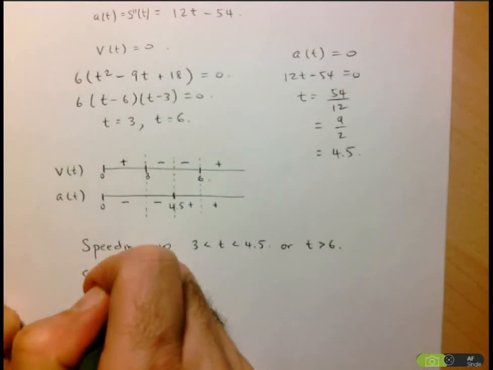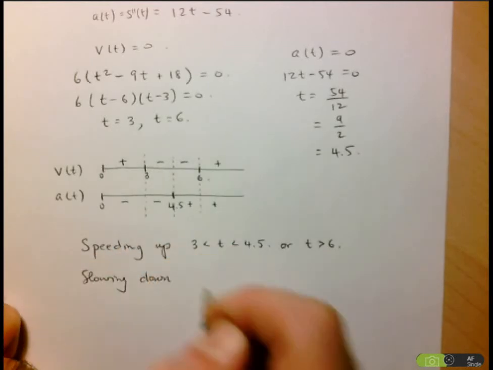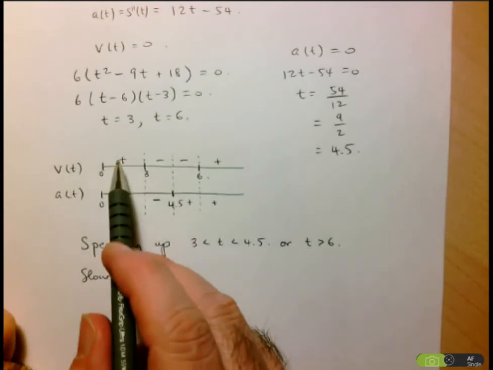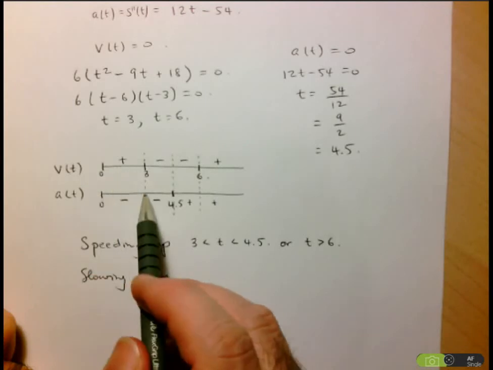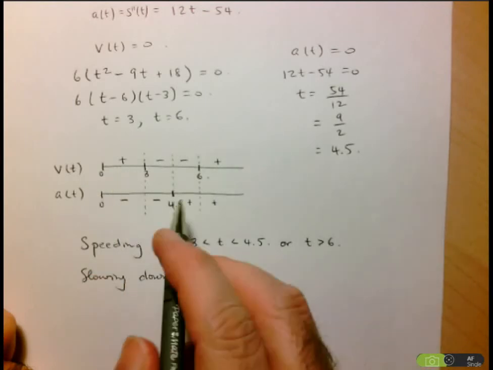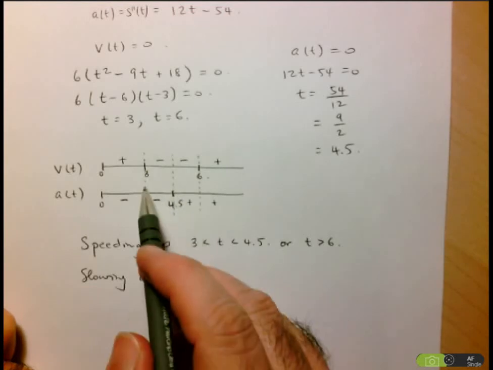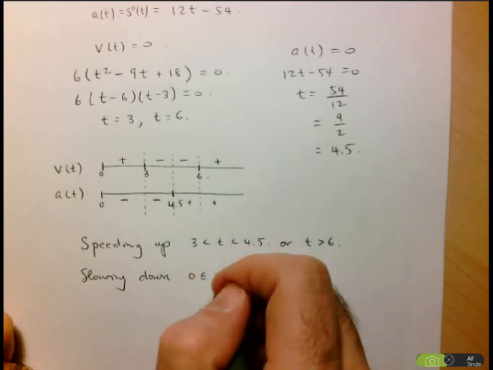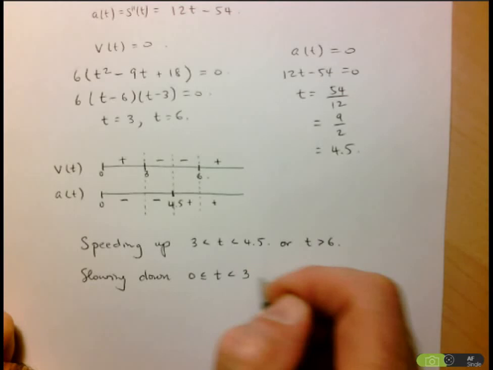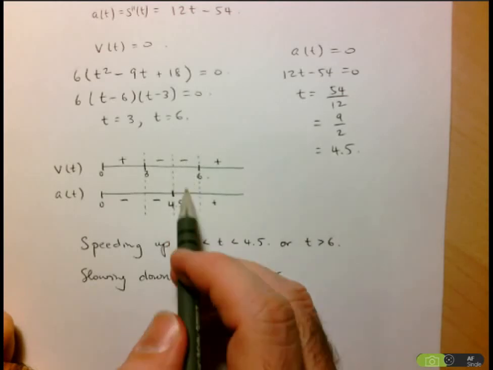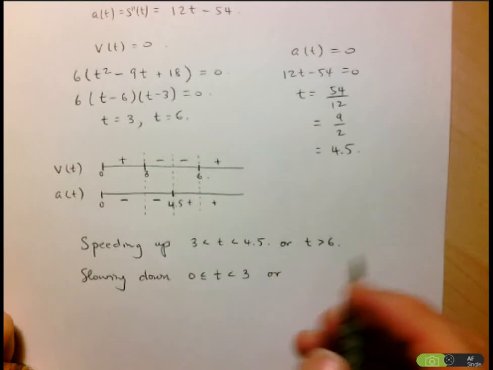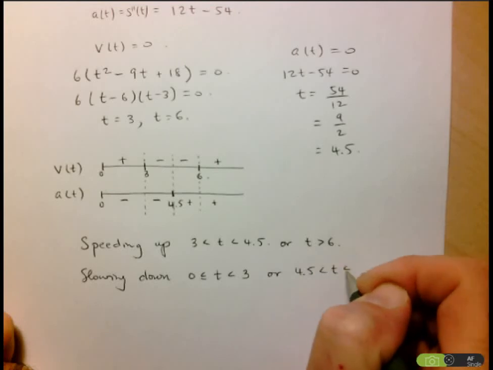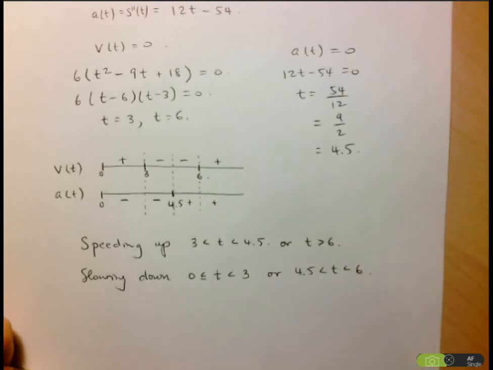Now let's look for slowing down. We've got slowing down where the signs are opposite. Here they're opposite signs between 0 and 3. Because the velocity is not changing sign here, I'm actually going to include 0, so 0 less than or equal to t less than 3. But it's also slowing down where there are opposite signs in the interval between 4.5 and 6.